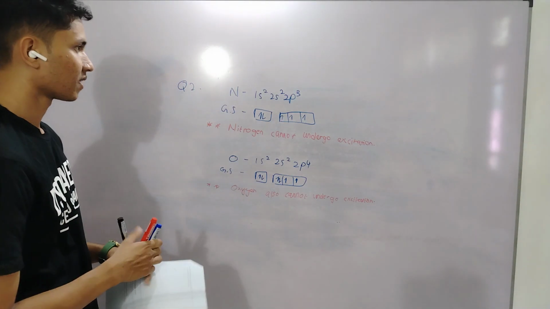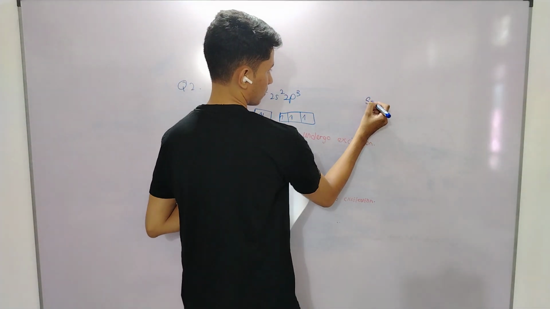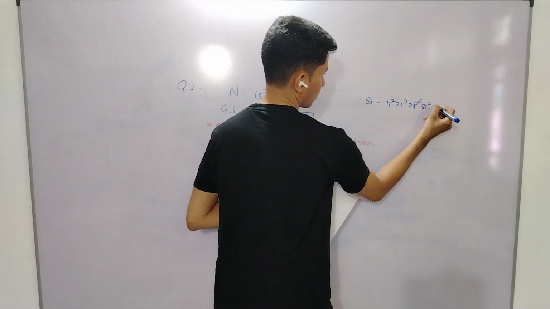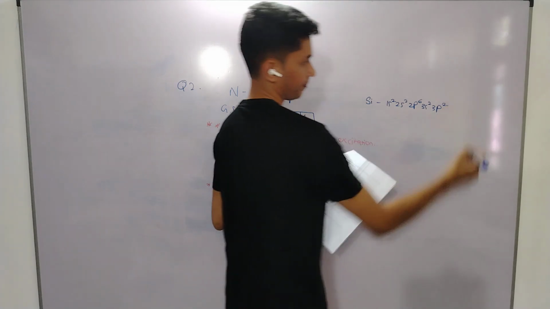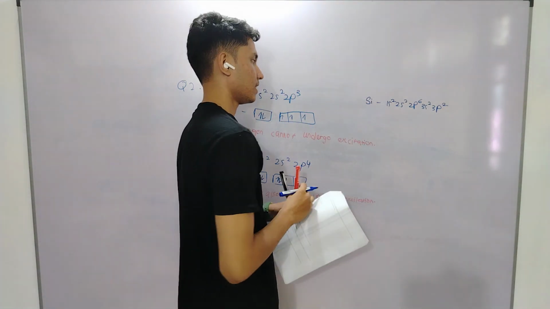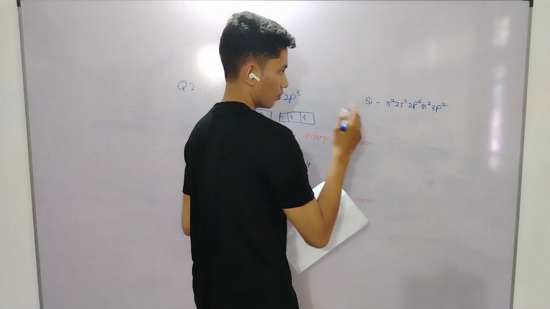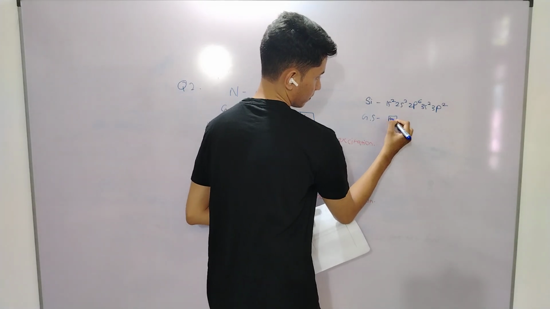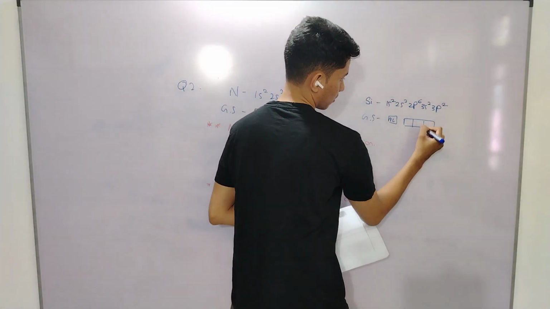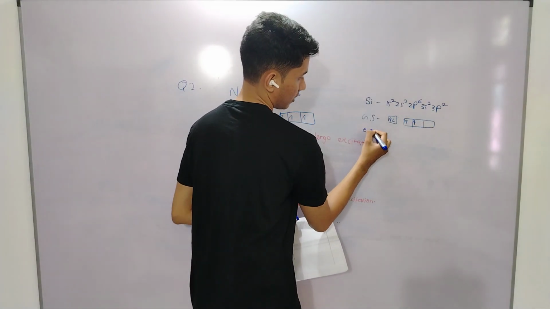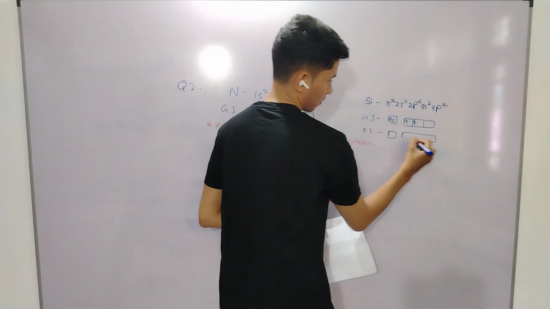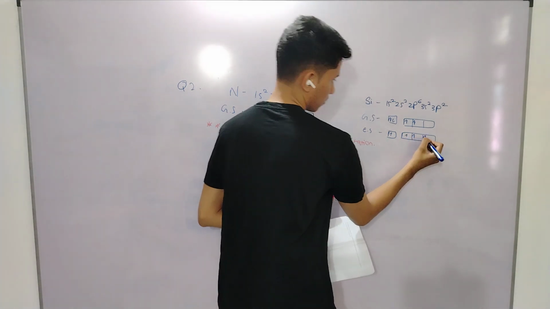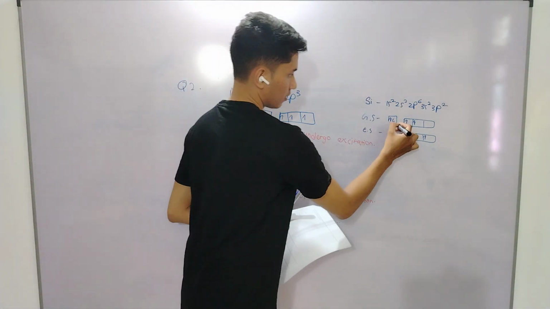We move on to the next one. Silicon. 1s2, 2s2, 2p6, 3s2, 3p2. Isn't it? It is in the same group as carbon. So ground state: 3s2, 3p2. The excited state is like this, because this electron goes to this orbital.